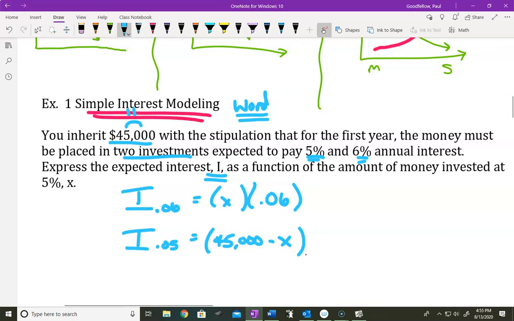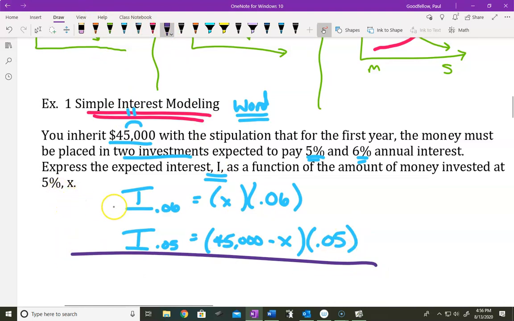So you have to kind of think ahead when you're doing these kind of problems, and you would multiply this by 5% as well. Now, if you wanted a total amount of interest between these 2 accounts, you would ultimately take these 2 values on either side, and you would just add them up, and you would get the total interest amount as written as a function. It says write the function in the amount of money invested in the 5% account at 5%.